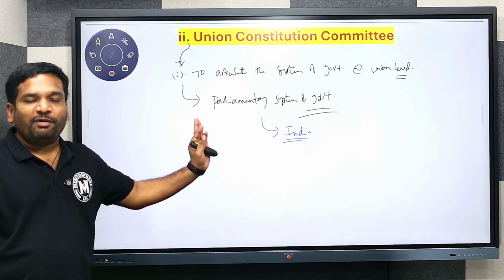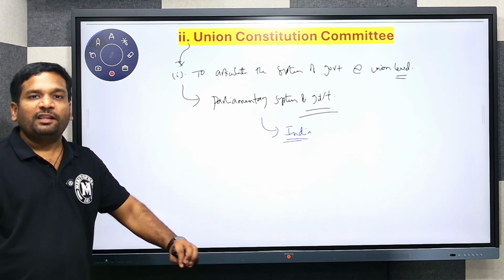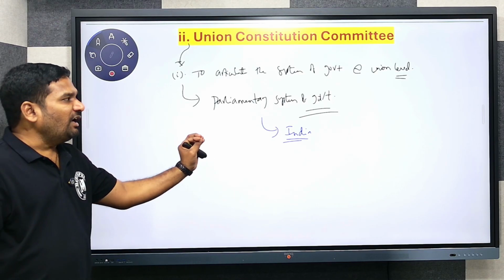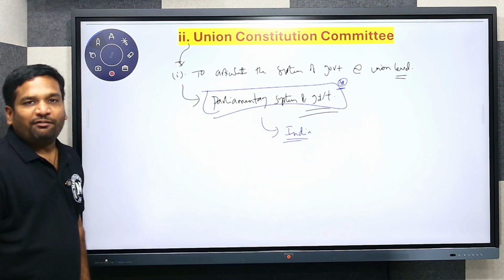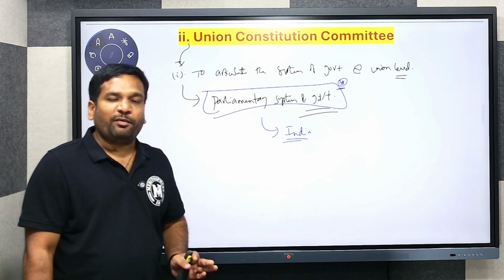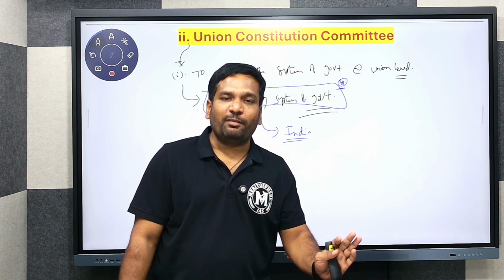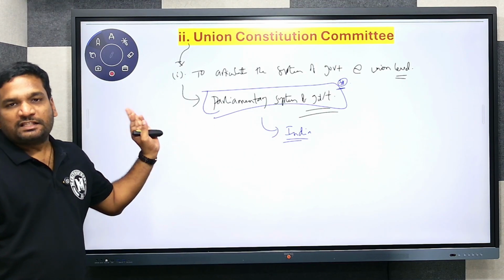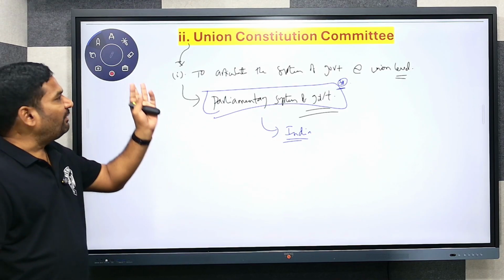Whatever recommendations were given by this committee were debated, several amendments were put forth, and there were serious debates in the Constituent Assembly. At the final stage, the parliamentary system of government was adopted. Whatever we have today, the political system, is the parliamentary system of government. What are the features of the parliamentary system and of the presidential system of government? We will be discussing that in volume 2. In volume 2, we are going to encounter the systems of government, and there we will delve into the presidential and parliamentary systems of government.